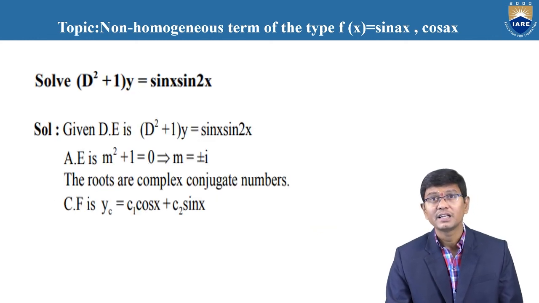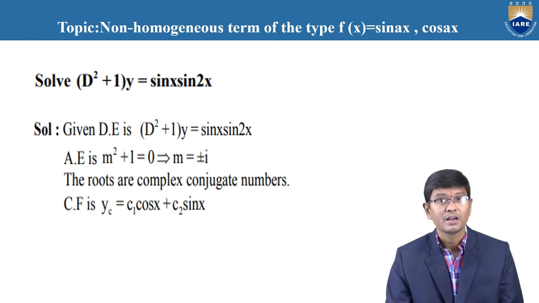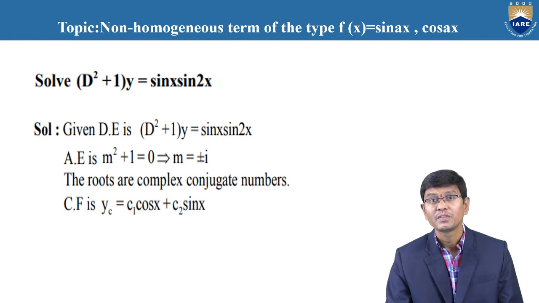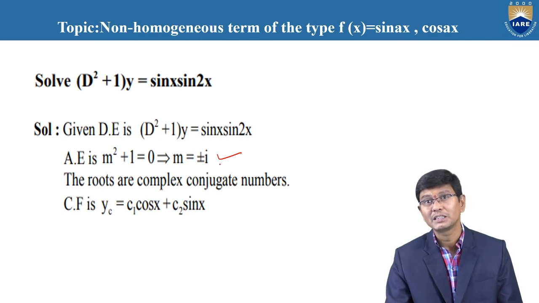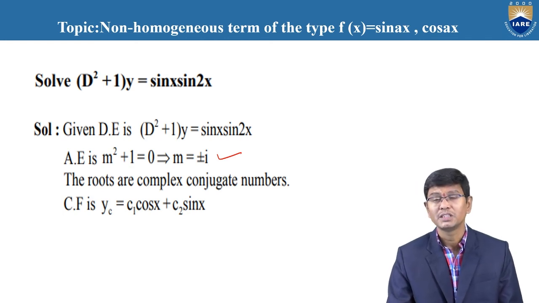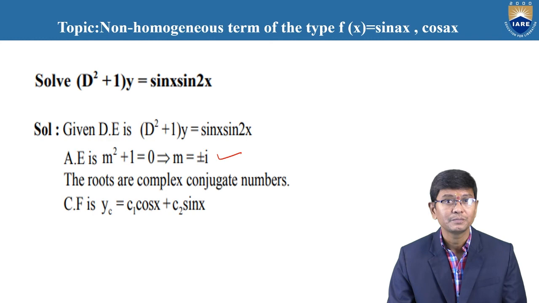Now we need to solve D square plus 1 into y is equal to sin x into sin 3x. And here also, first we need to find the complementary function with the help of the auxiliary equation. That means replacement of D with m. Therefore, m square plus 1 is equal to 0, so m is equal to 0 plus or minus i, complex roots. That is c1 cos x plus c2 sin x is the value.